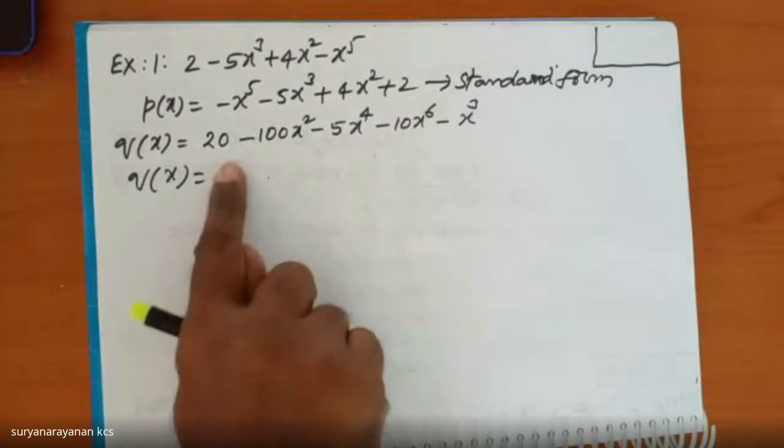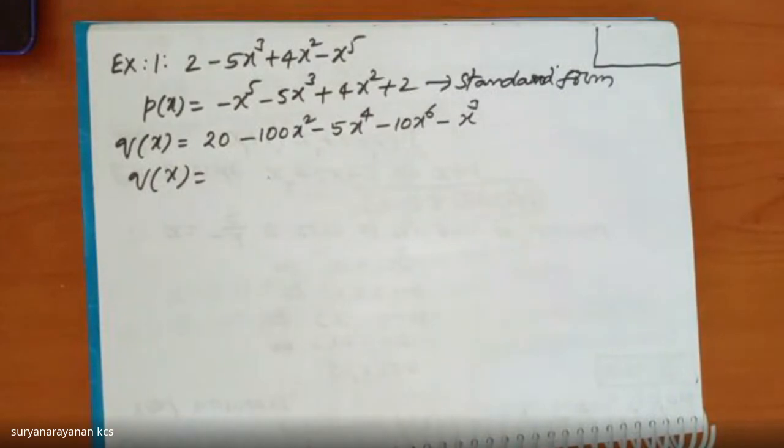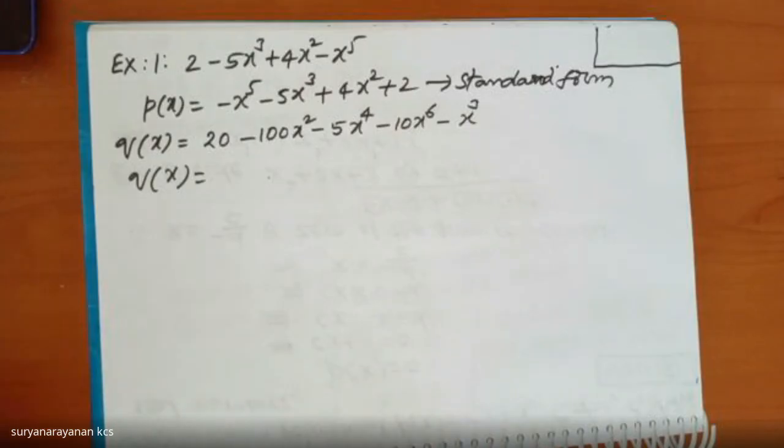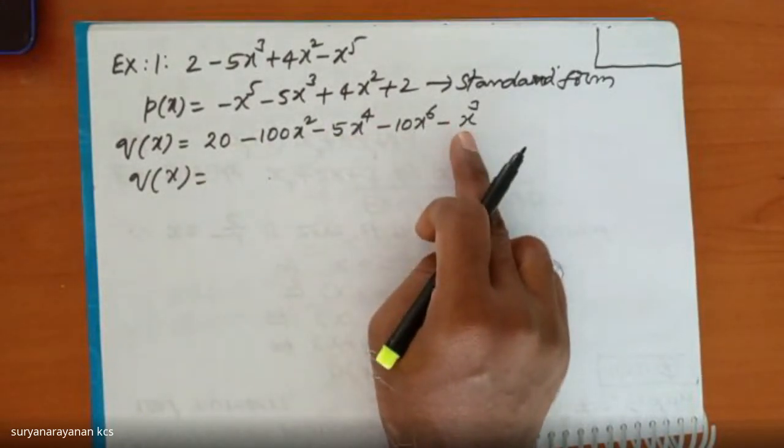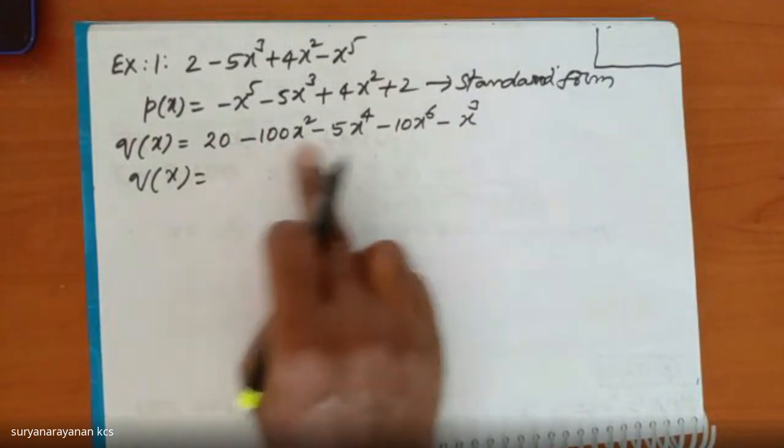Are the terms of this polynomial in the descending powers of x? Tell me. No, sir. It's a simple answer, yes or no. That only I am asking. That also you can't tell me, yes or no? That's all. Of course, it may be right, it may be wrong. Okay, so the terms of this polynomial are not arranged in the descending powers of x.